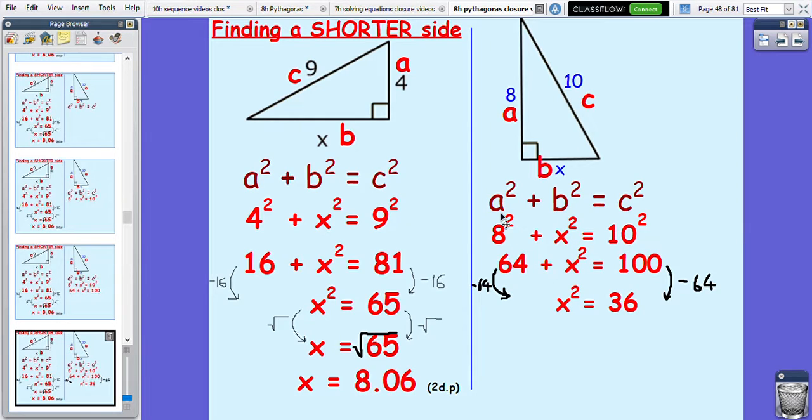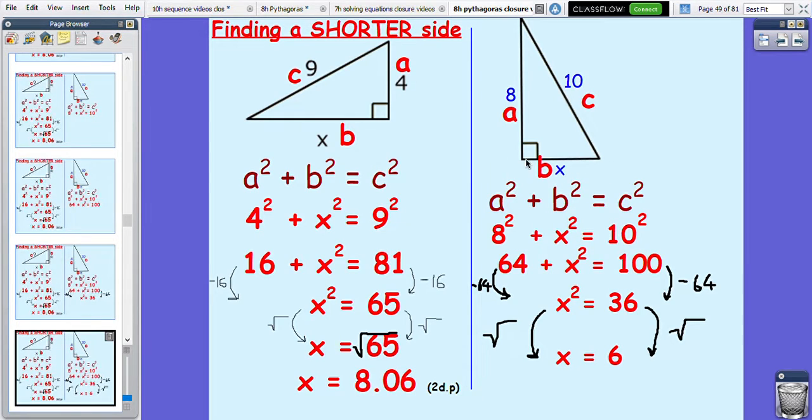Right? So please excuse my handwriting. It looks like a small nursery child has drawn this, but there we go. Okay, so I've taken away 64 from both sides, and that tells me that x squared is 36, because 100 take away 64 is 36. So now I know something squared makes 36. What number squared makes 36? If I square root both sides, that tells me that x equals 6, because 6 squared is 36. So what this means is that this missing side is 6. We've worked out that that missing length is 6.